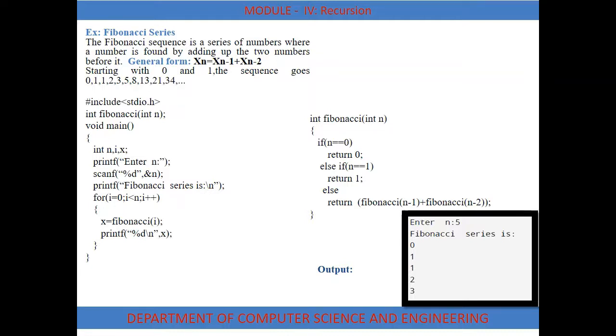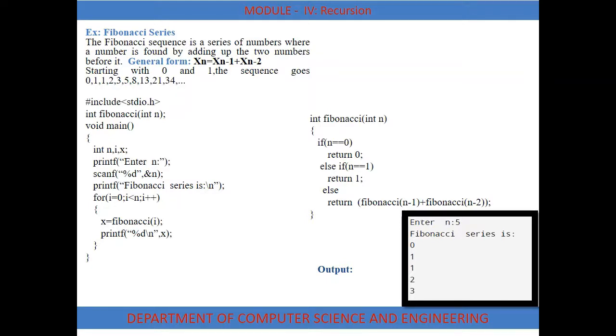Check the condition. That is, is 2 equal to 0? No. Is 2 equal to 1? No. So go for the else part. That is, Fibonacci of 2 is written as Fibonacci of 2 minus 1 plus Fibonacci of 2 minus 2. That is Fibonacci of 1 plus Fibonacci of 0. Fibonacci of 1 is 1. Fibonacci of 0 is 0.